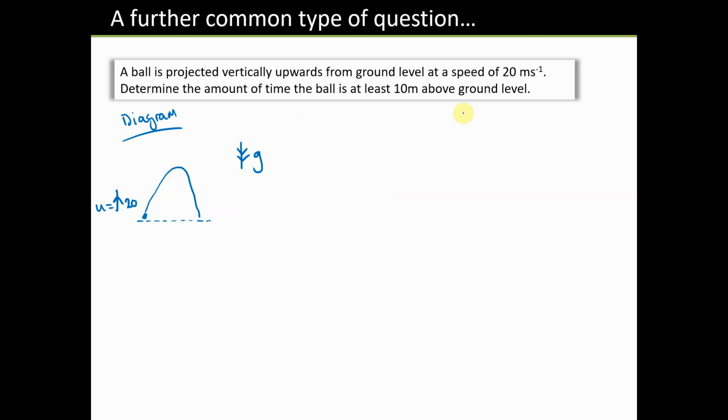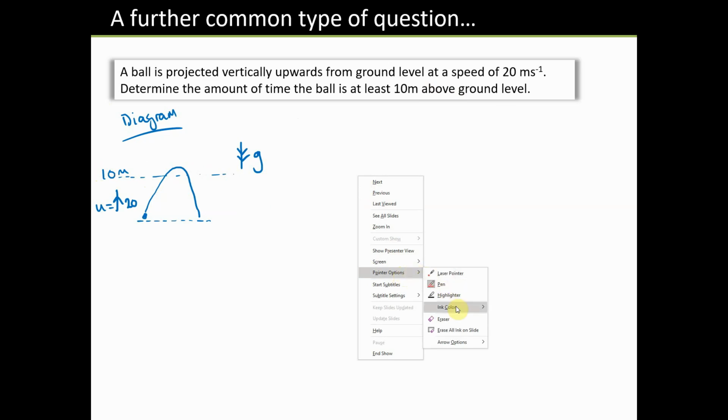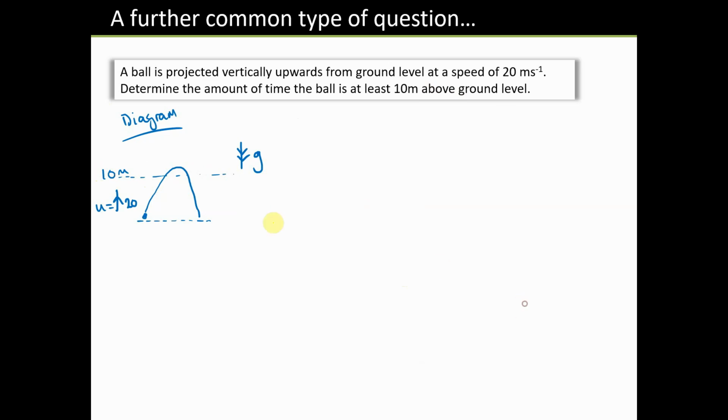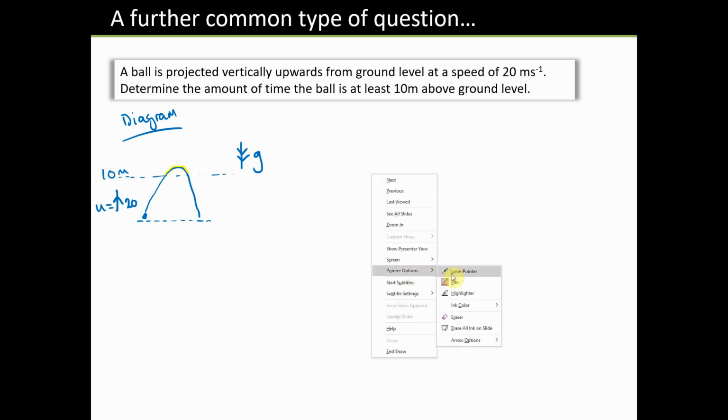So judging off that wording, that's not going to be my maximum height. 10 meters is going to be somewhere like this. So let's label that on. This dotted line there is going to be about 10 meters above the ground. And we want to find the time that it is on this yellow track, flying above that. So let's go ahead and figure that one out.